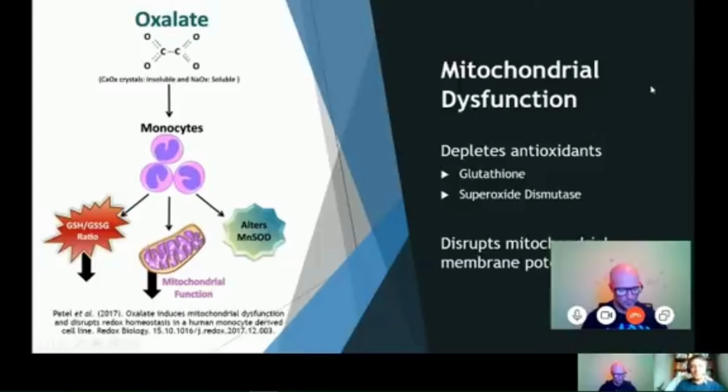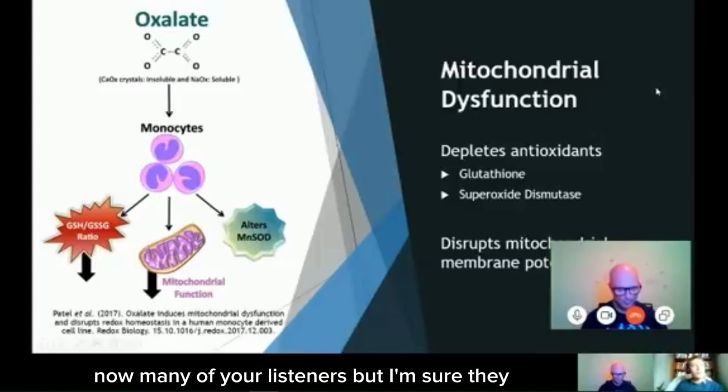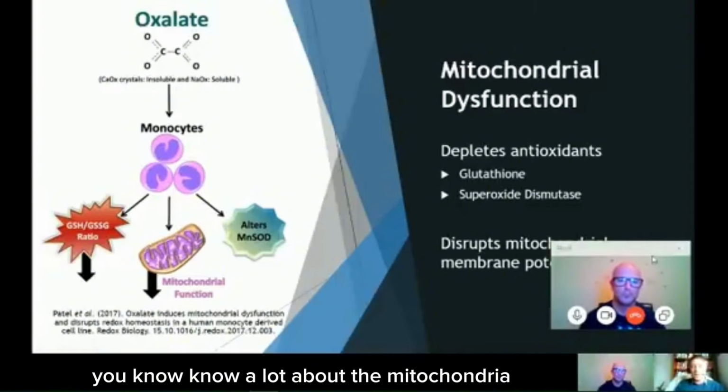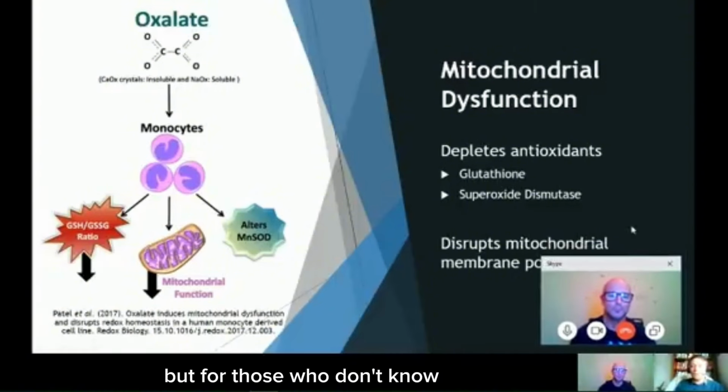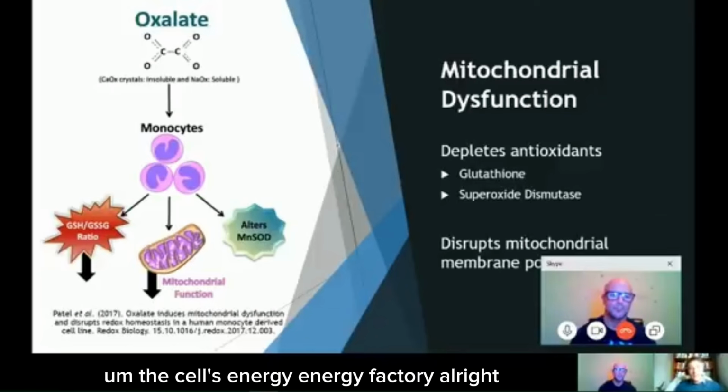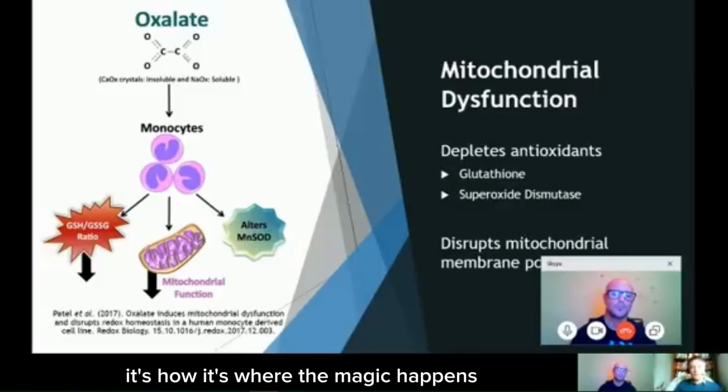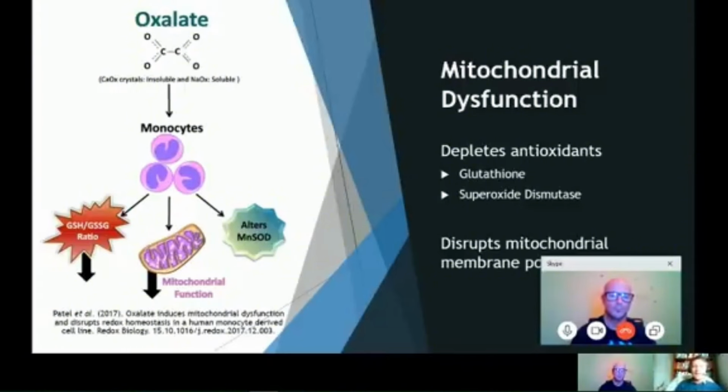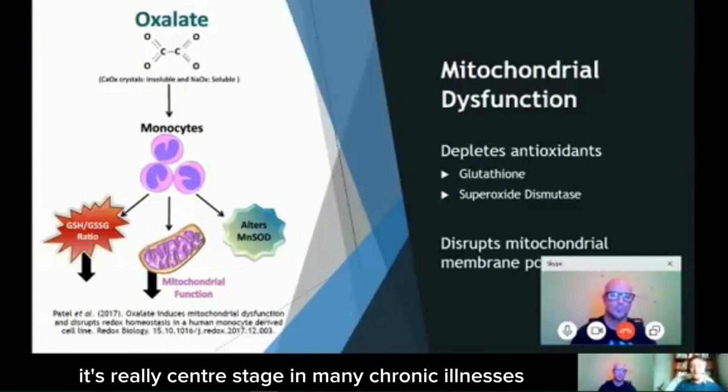Now, many of your listeners, Bart, I'm sure they know a lot about the mitochondria, but for those who don't know, the mitochondria is essentially the cell's energy factory. All right, it's where the magic happens. It's where we produce the final product, ATP. It's how we produce intracellular water. It's really center stage in many chronic illnesses.